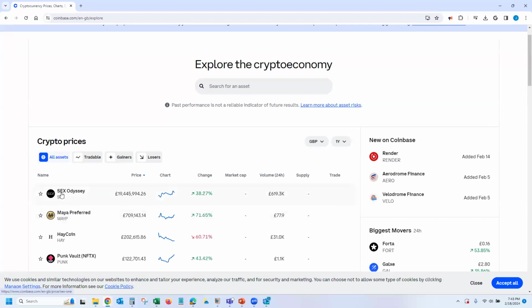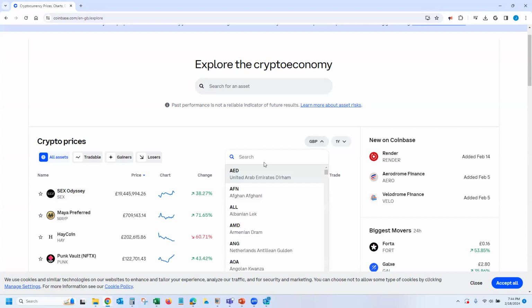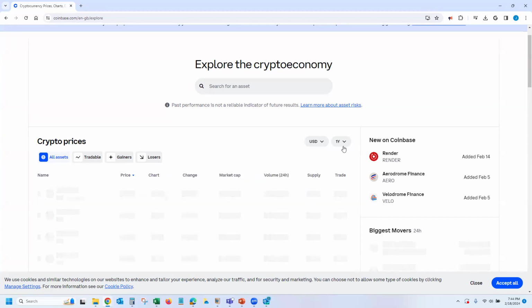So you could see this particular cryptocurrency here is currently trading at 19,445,994.26 UK pounds. Now, I may not be interested in dealing with pounds. I may be interested in looking at it from other currencies that I'm familiar with. So to do that, I can basically come to this option here and change it from pounds to another currency. Right here, I'm interested in looking at this cryptocurrency in US dollars. So I'll type US dollar, and that will give me that option there.